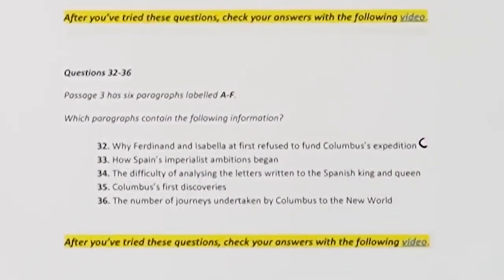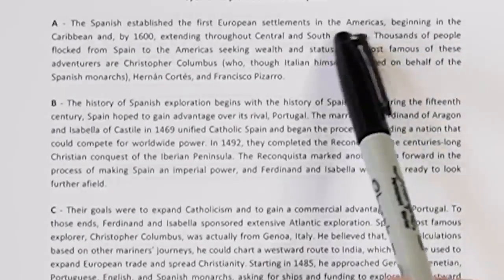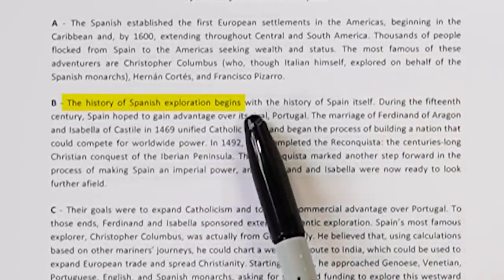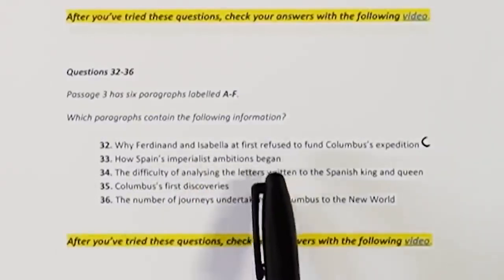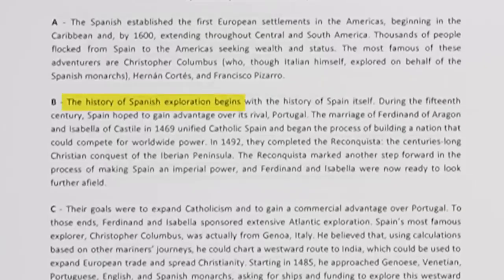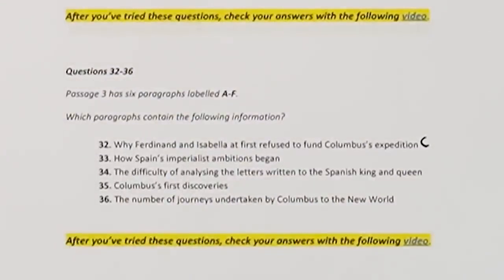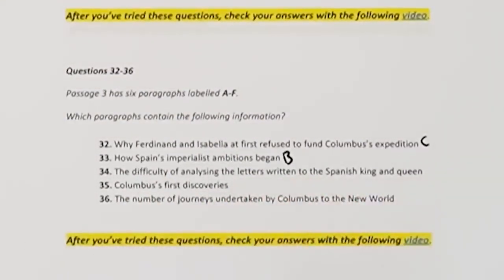C, how Spain's imperialist ambitions began. So the beginning of this is probably closer to the start. So this is just really giving some context. The history of the Spanish exploration begins. Let's double check that. How Spain's imperialist ambitions. The history of Spanish exploration. Yeah, it's that one. The difficulty of analyzing the letters written to the Spanish king and queen.